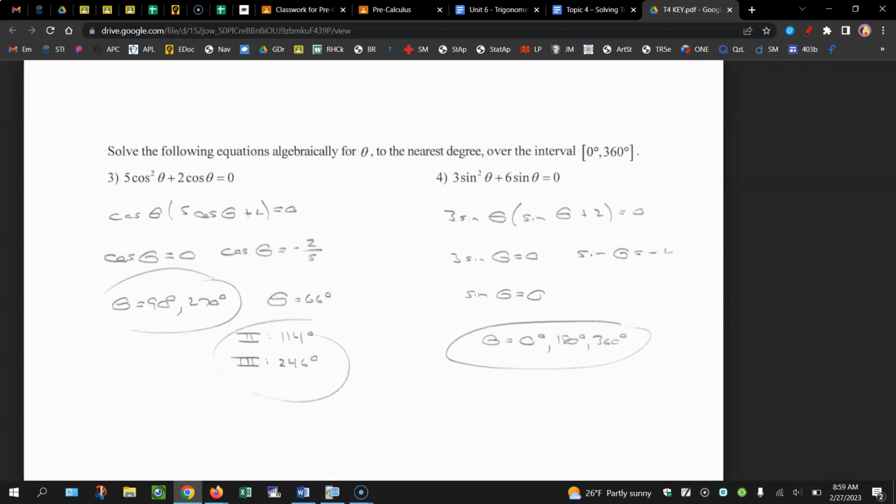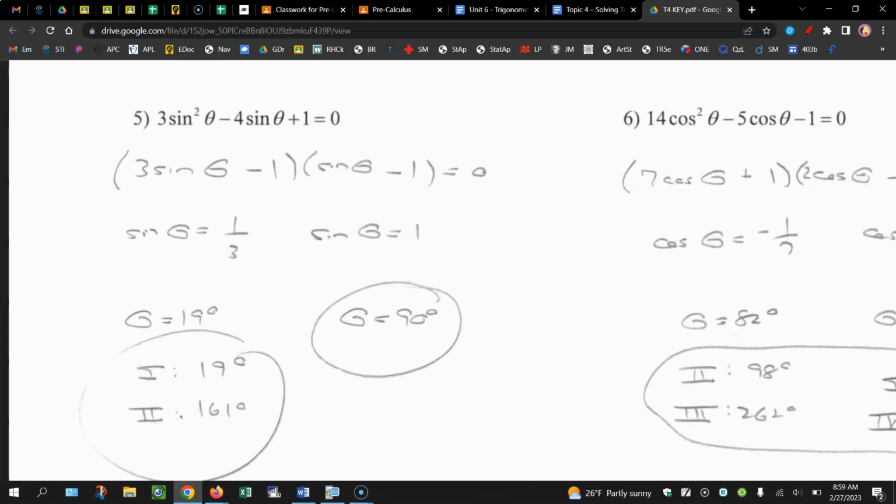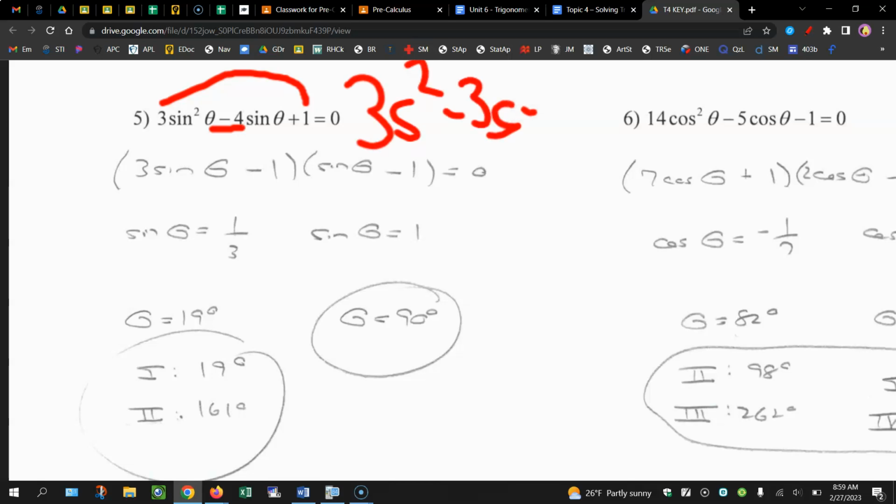If we zoom back out, take a look at question number 5 now. You're going to have to do factoring by grouping here. So what you're going to want to do is, 3 times 1 is 3. So you need numbers that multiply to 3 that add up to -4. I didn't show all my work here, but essentially that's -3 and -1. So you'd end up with 3 sine squared minus 3 sine minus 1 sine plus 1 equals 0, which will eventually get you down to these two binomials.